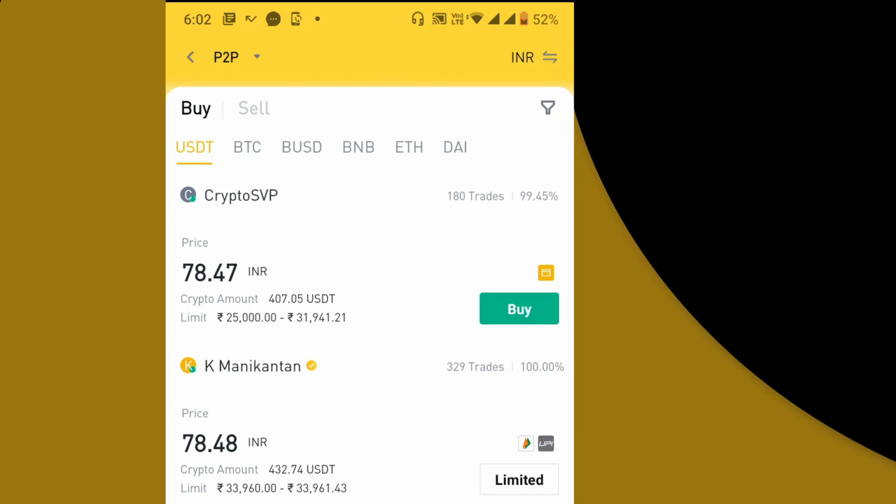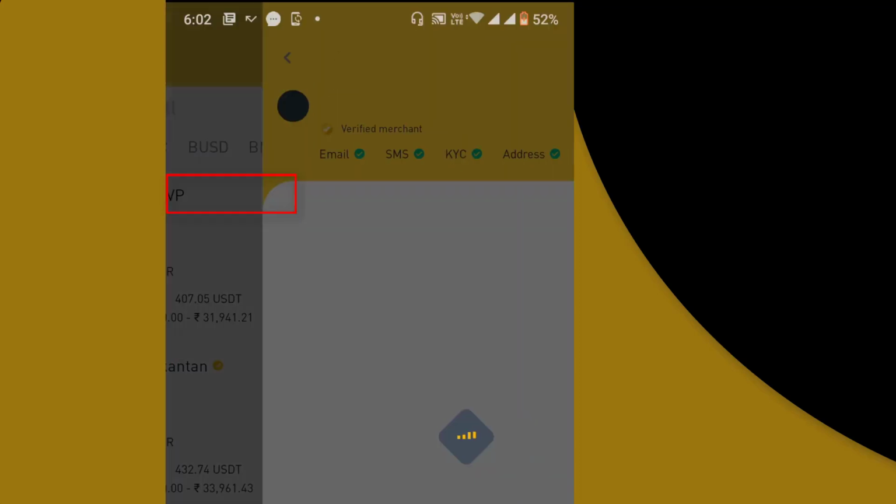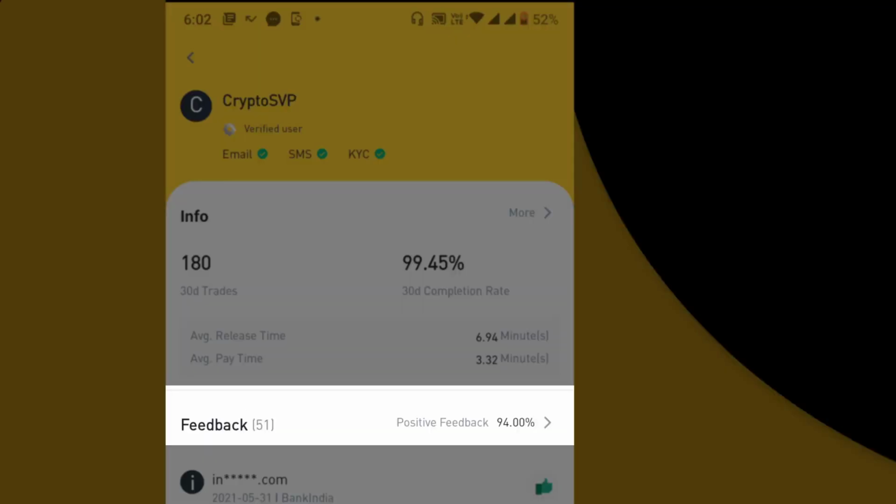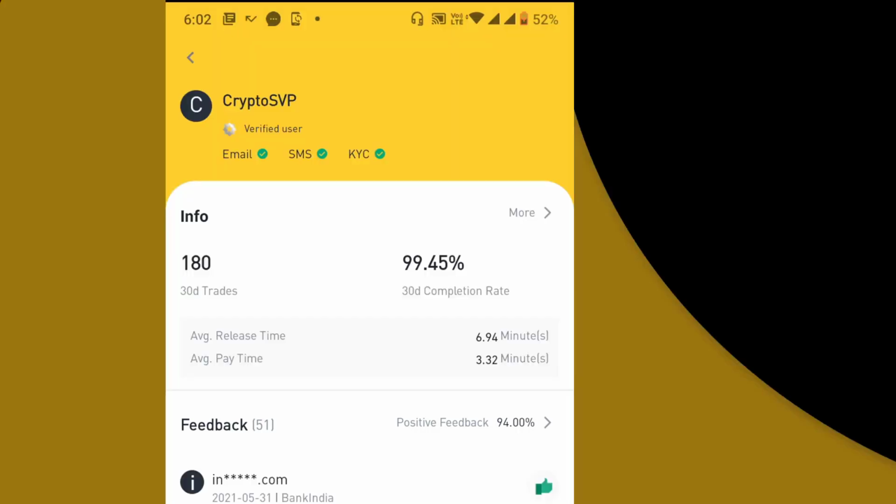The next step is how we have to check his feedbacks, how many feedbacks he got and how many of them positive and how many of them negative. So to check the feedback, you have to tap on his name here. So tap there, and you will see his feedbacks. Right now he got 51 feedbacks and 94% of them are positive, which is a really good one.